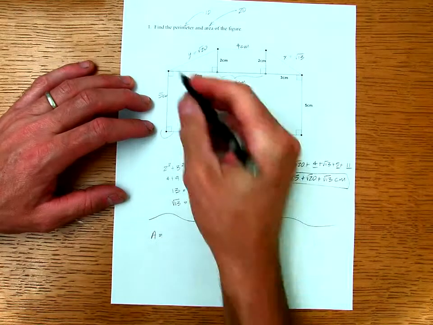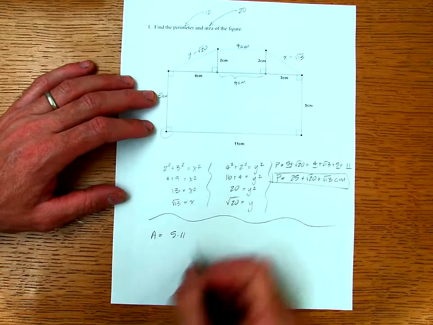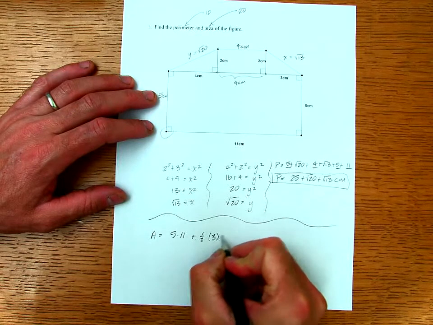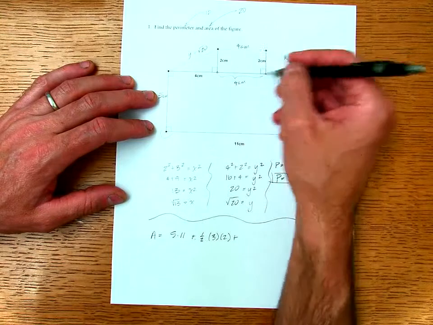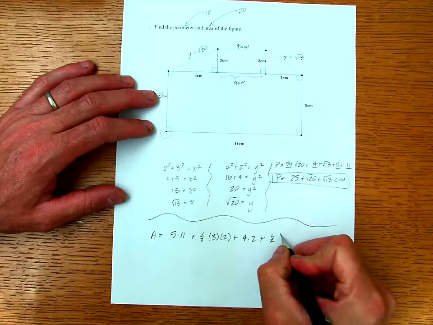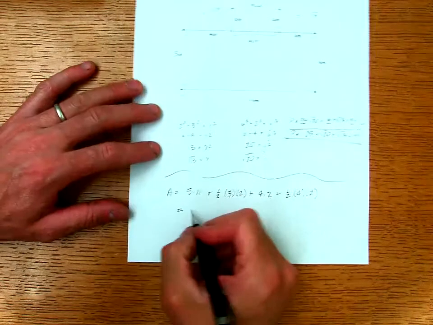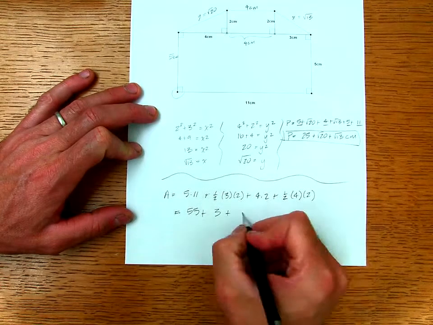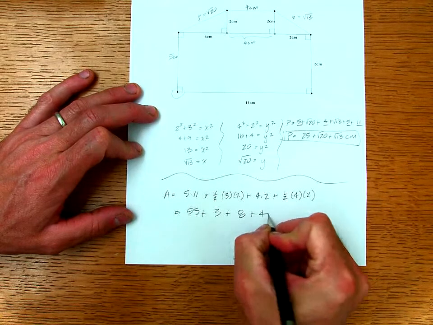The area is going to be first the area of the rectangle here, so 5 times 11. And then the area of this small triangle here, so 1/2 a base of 3, height of 2. Plus the area of this smaller rectangle here, so 4 times 2, plus the area of this little triangle here, which is 1/2 base times height, or 4 times 2. So the area calculation would yield 55 plus half of 6, or 3, plus 8, plus half of 4 times 2, which is 8, half of 8 is 4.